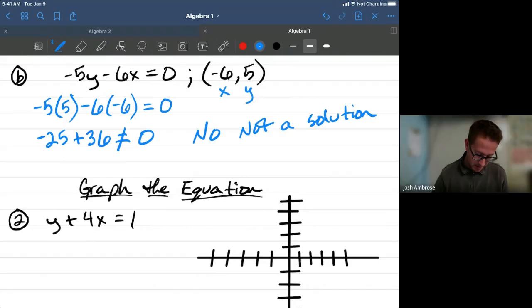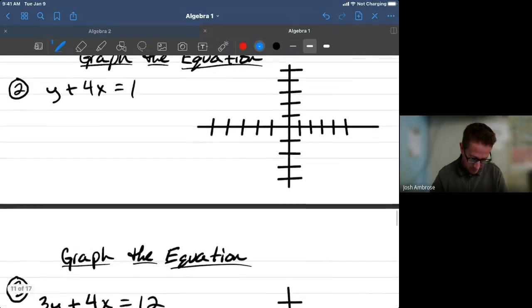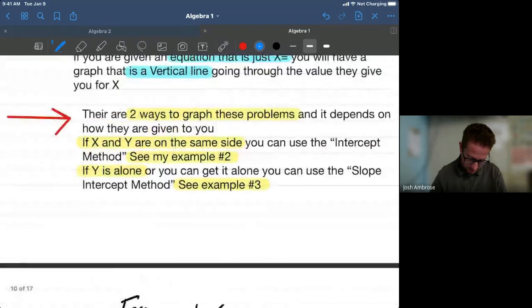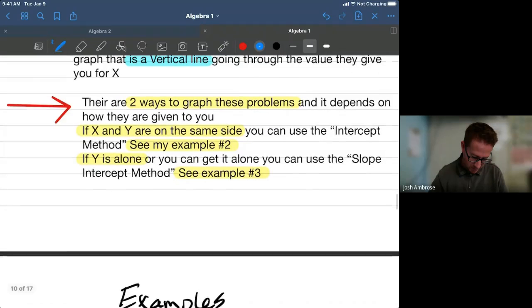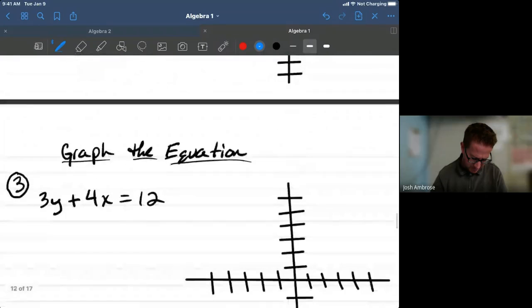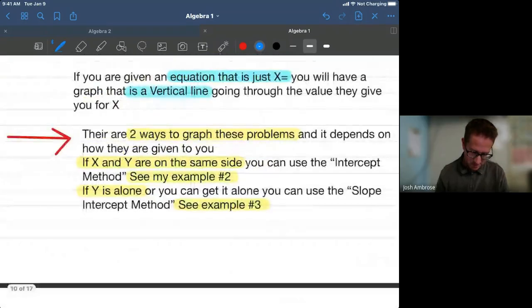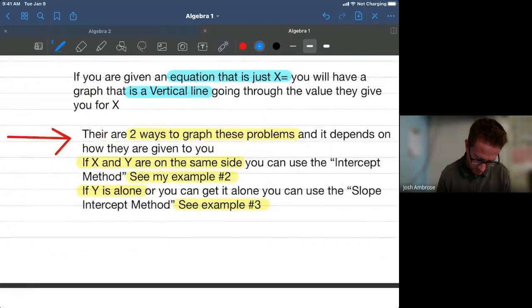All right, let's move into example 2 here. We are graphing. Now, given this equation, let's take a look. I want to go back up here. If x and y are on the same side, see my example 2. Y is alone, see my example 3. I'm taking a look at this. I believe that is backwards. So that's awesome. Good job, Mr. A. Let's go ahead and cross this out right here.